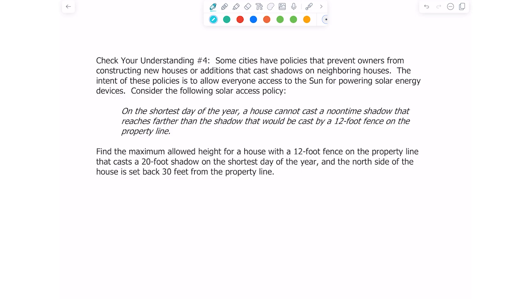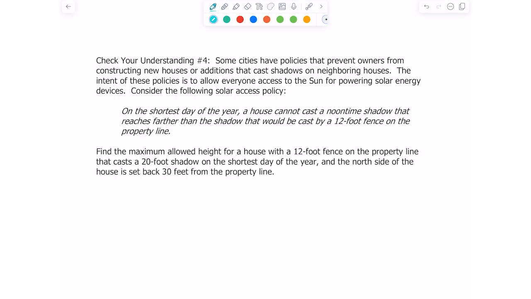ready. Some cities have policies that prevent owners from constructing new houses or additions that cast shadows on neighboring houses. The intent of these policies is to allow everyone access to the sun for powering solar energy devices. Consider the following solar access policy. On the shortest day of the year, a house cannot cast a noontime shadow that reaches farther than the shadow that would be cast by a 12-foot fence on the property line.